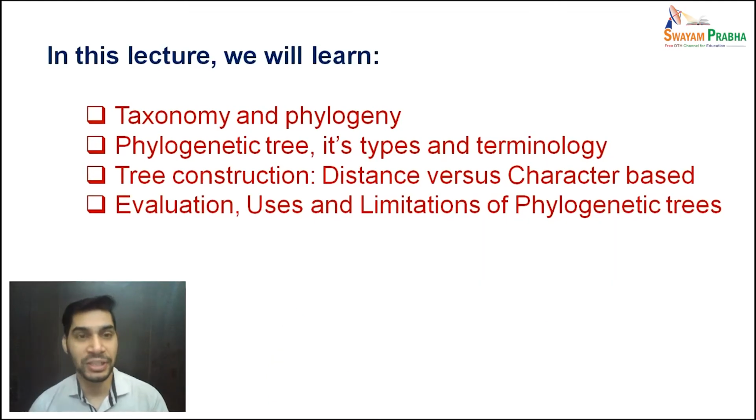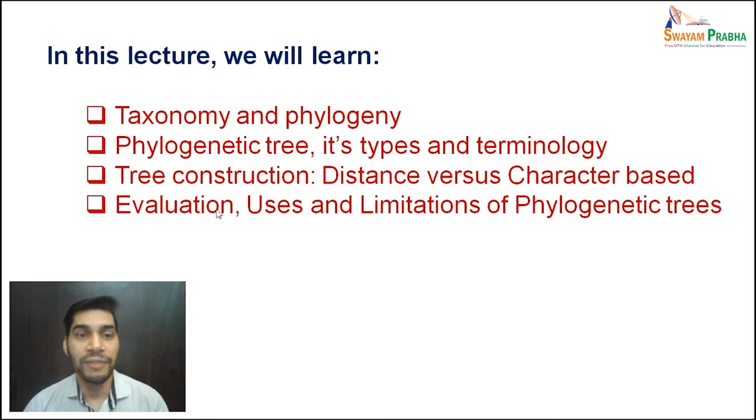Now under this lecture, we are going to learn about the interrelationship between the taxonomy and phylogeny branches of biology. Then we'll focus upon the phylogenetic trees, what are their types and the terminology that is being used for the depiction of phylogenetic trees. Later on, we'll see how the trees are being constructed, the various methods that are available for construction of phylogenetic trees, which are broadly classified under two categories, that is distance based and character based.